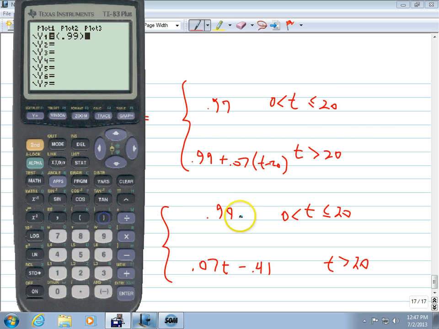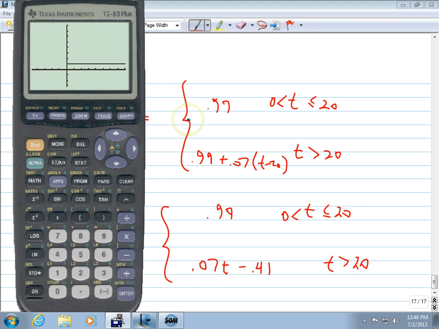Now, see, there's two things going on here. It's less than or equal to 20, but at the same time greater than 0. So I'm going to say divided by, parentheses, x is greater than 0, and divided by, parentheses, x is less than or equal to 20. Okay, so let's graph that. What happened?